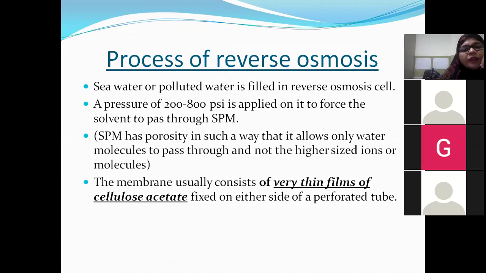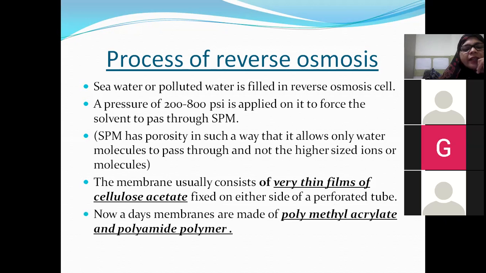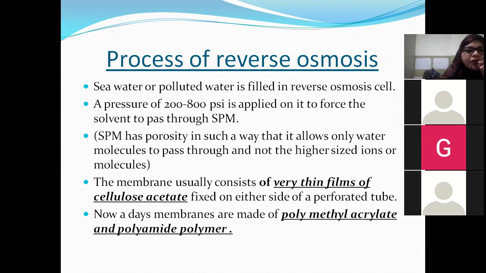Nowadays, we are not only using this cellulose acetate, but instead of that, many polymers are also used, thin films of polymers like polymethyl acrylate and polyamide polymer. These are also used as the membranes. तो पहले हम लोग सिर्फ cellulose acetate use करते थे, but nowadays we are also using polymers. Which polymers? Polymethyl acrylate and polyamide polymer. So these polymers can also be used as the membrane. Okay, so this explanation you have to write in the reverse osmosis.